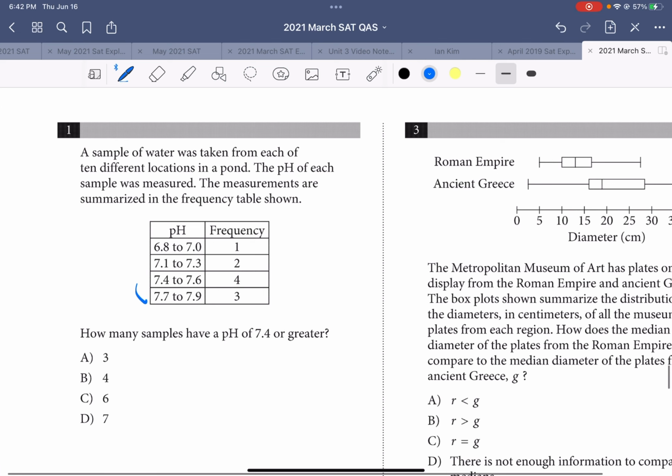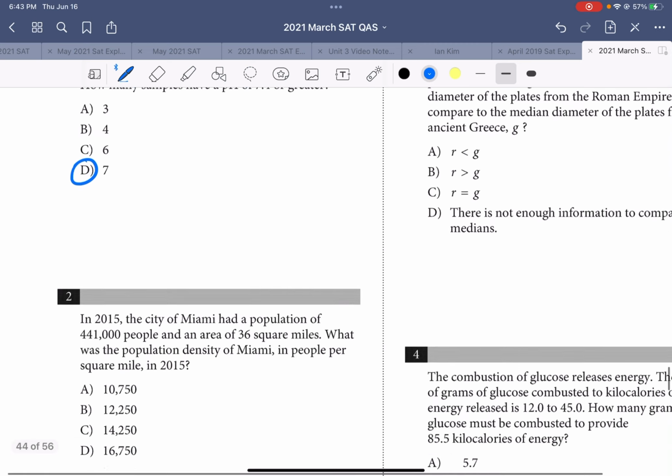So if you look at here, that's 7.4 or greater. So how many samples are there when you count them? 4 plus 3, 7. Okay.